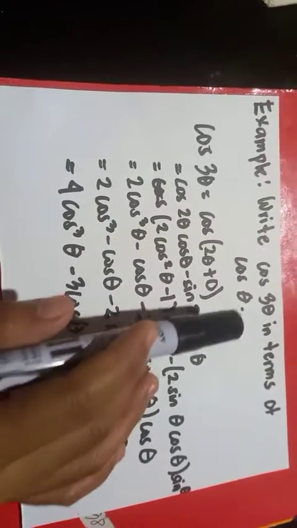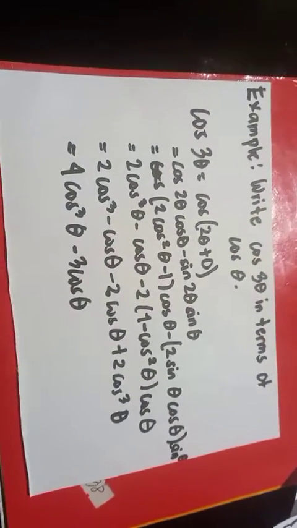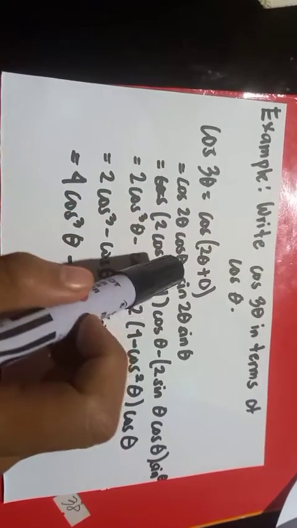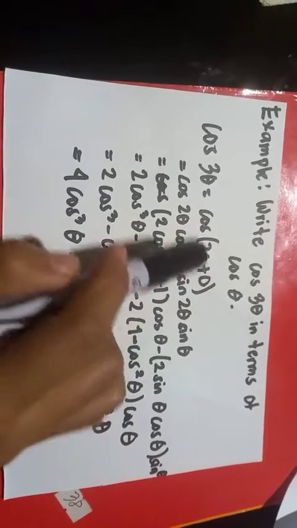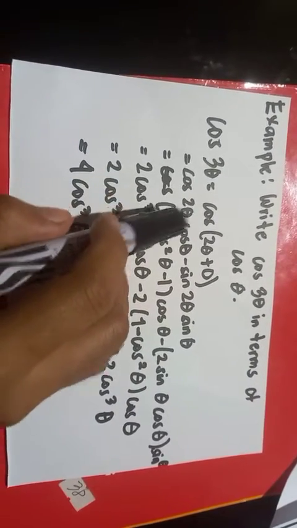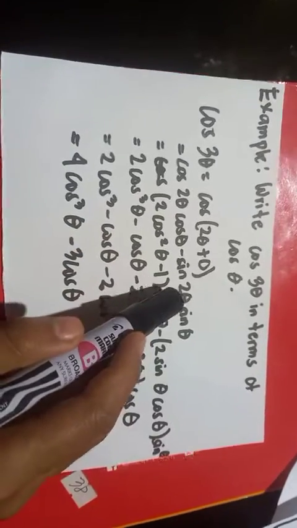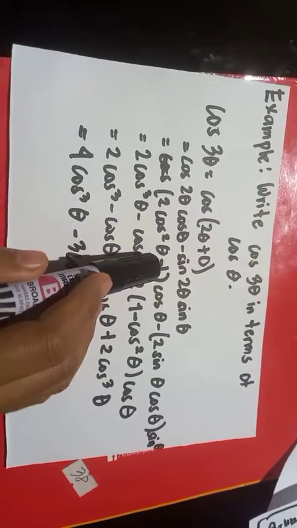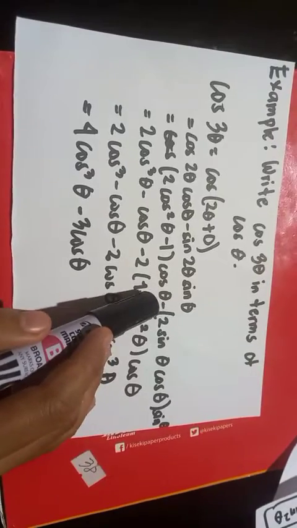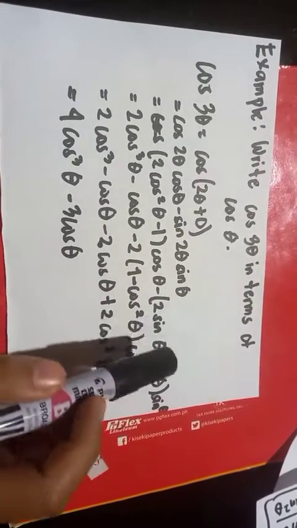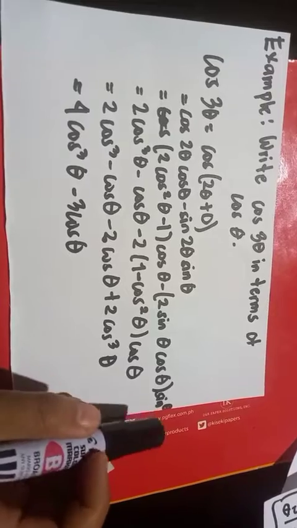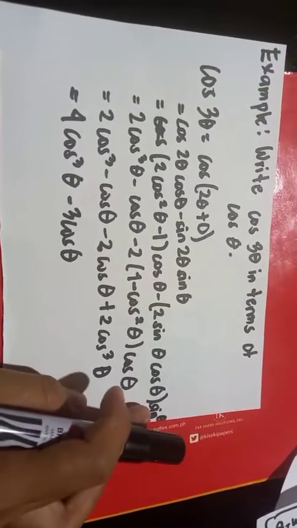In our example, write cos 3 theta in terms of cos theta. So as you can see, we have cos 3 theta is equal to cosine of the quantity 2 theta plus theta. So we have cosine 2 theta cosine theta minus sine 2 theta sine theta. So we have 2 cosine squared theta minus 1 times cosine theta, minus the quantity of 2 sine theta cosine theta times sine theta.